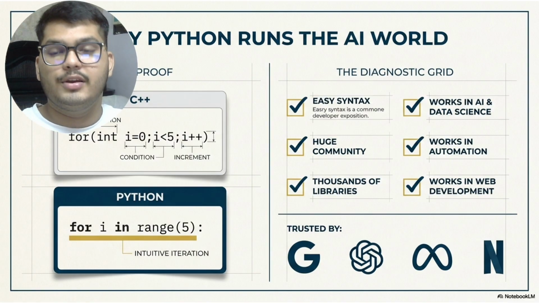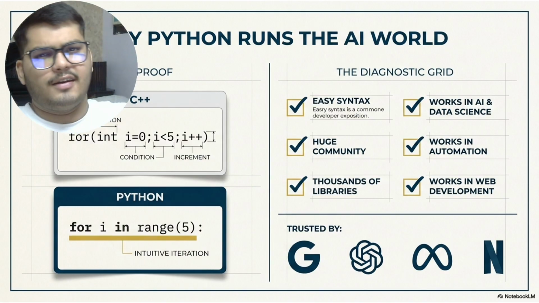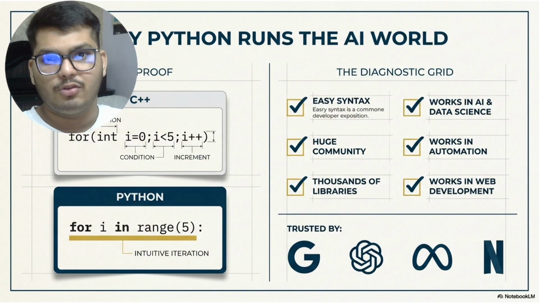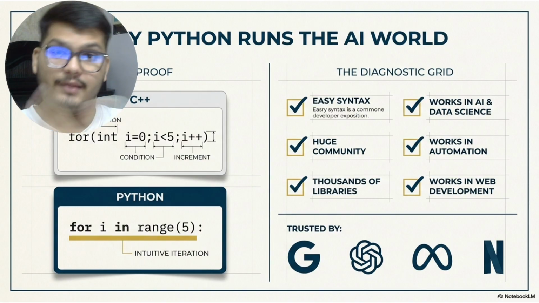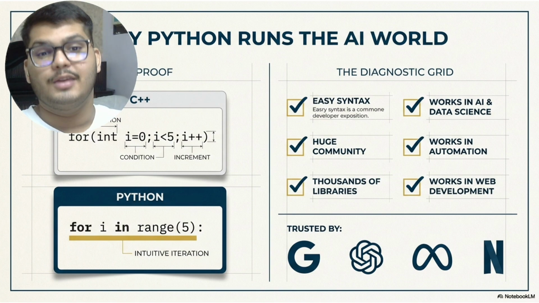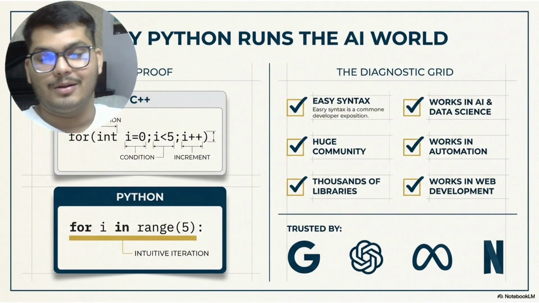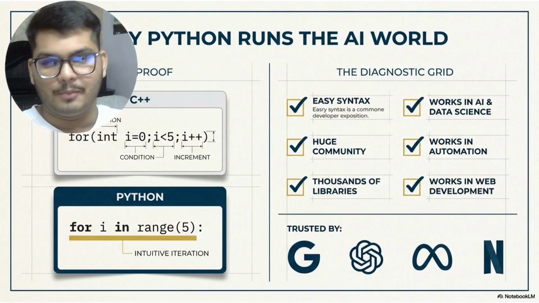And also it works in web development. So if you are thinking that if I want to do web development, do I need to learn another language like C++ or Java? No, Python also works in web development. So basically it's an all-round computing language.